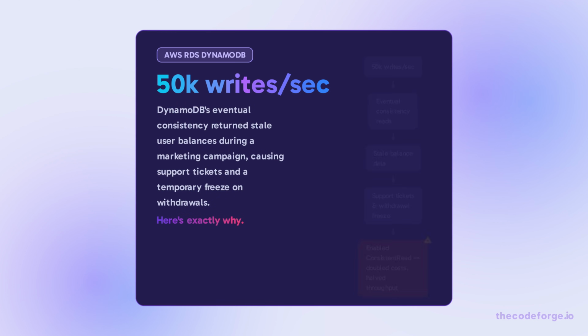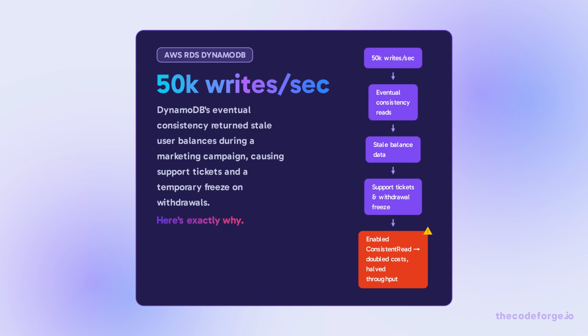At 50,000 writes per second, DynamoDB's default eventual consistency returned stale user balances, triggering support tickets and a temporary withdrawal freeze. The fix, enabling strongly consistent reads, doubled costs and halved throughput, exposing the real scaling issue. Let's break down why this happened and how to avoid it.